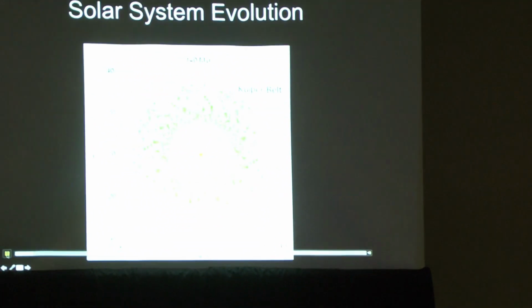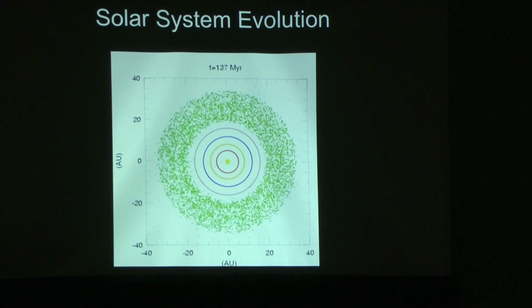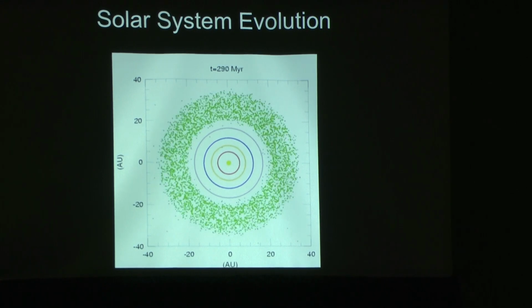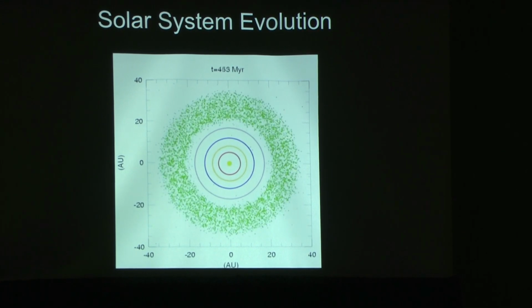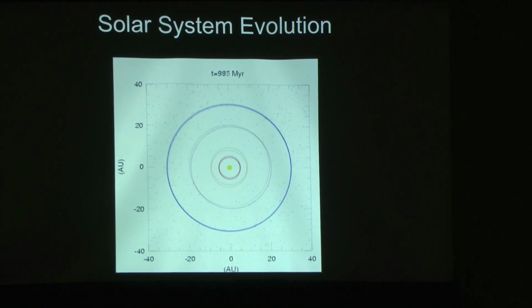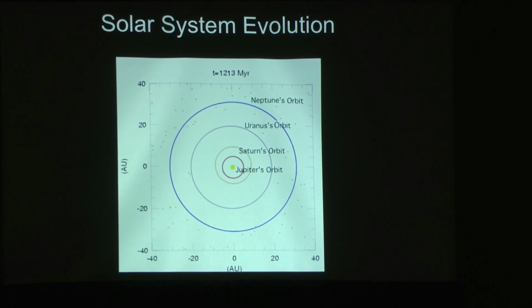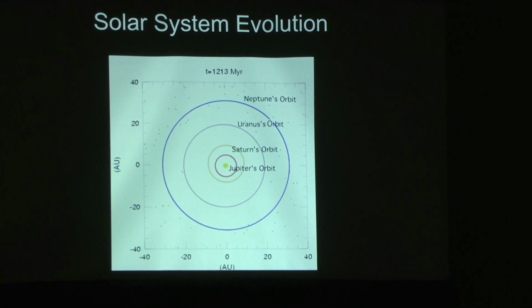This is a model of what was happening in the solar system. So you can see the orbits are moving. You can see the orbits are getting slightly larger. The number of green dots is decreasing. And then all of a sudden it just goes crazy, just kabloom. And this happened approximately 800 million years after the solar system formed.